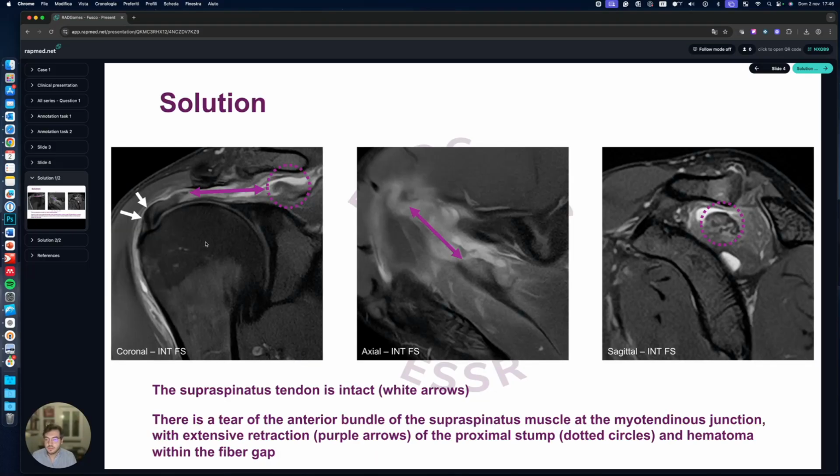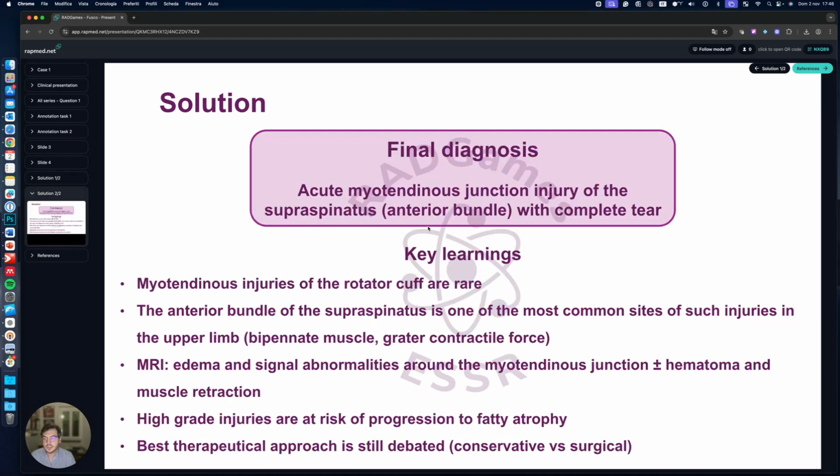To conclude, we have seen a case of a myotendinous junction injury of the supraspinatus, of its anterior bundle, with a complete tear, with retraction of the stump, with hematoma filling the gap, and a distal tendon attached. These injuries, as said, are rare in the rotator cuff, but they can occur. You have to know it, and they more frequently involve the anterior bundle of the supraspinatus and the infraspinatus.